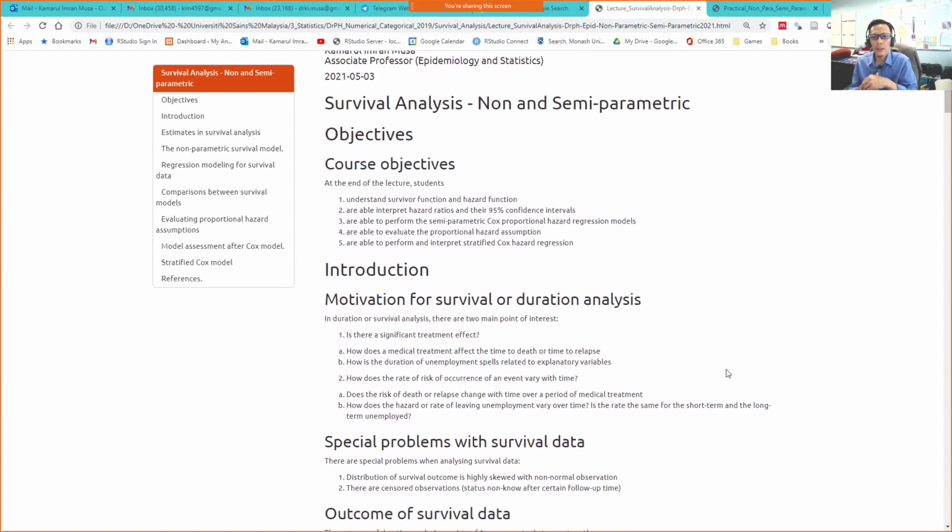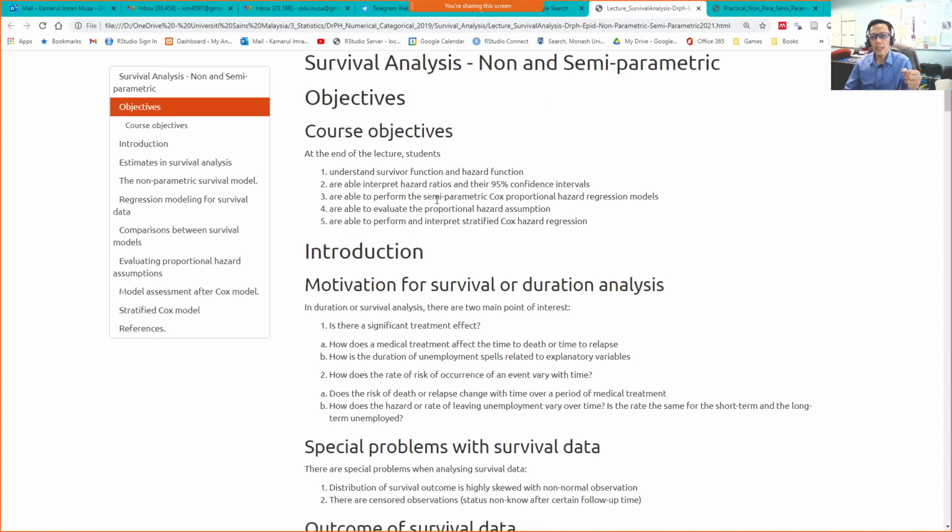So the objective of the lecture: at the end of the lecture, students understand the survival function and hazard function. So there are 2 functions related to survival analysis. The first one is the survival function, and the other one is the hazard function. You should be able to interpret hazard ratios and their 95% confidence intervals, and also able to perform the semi-parametric Cox proportional hazard regression.